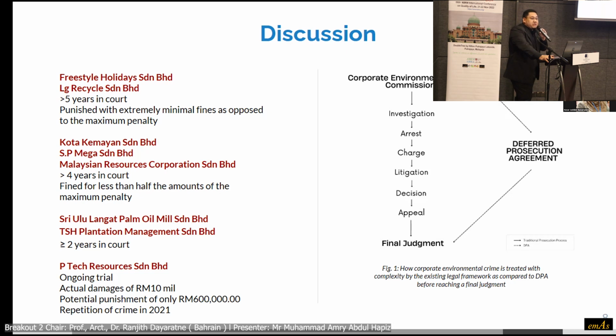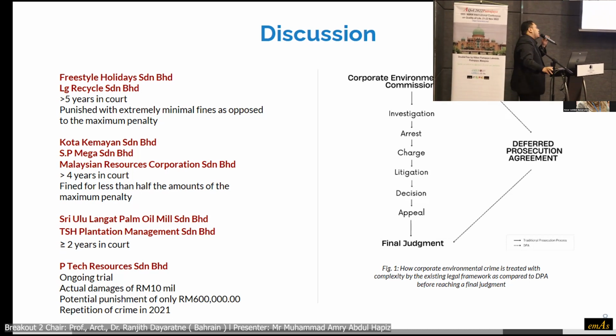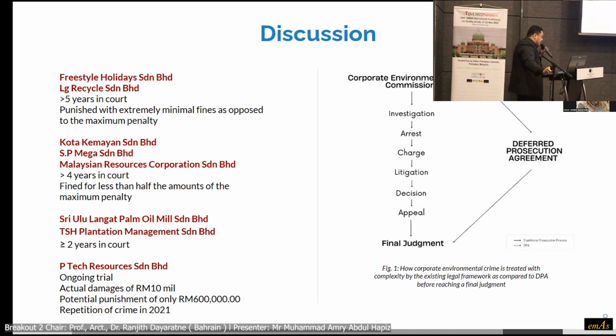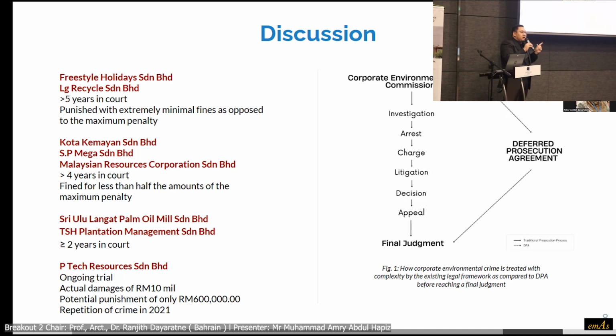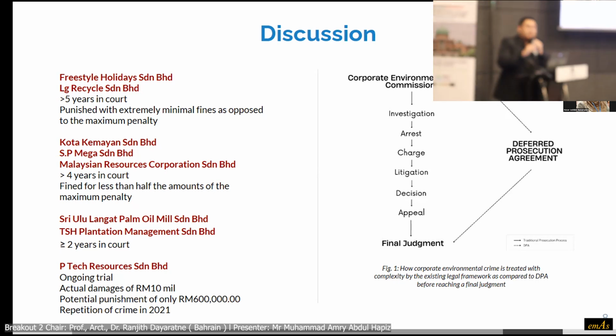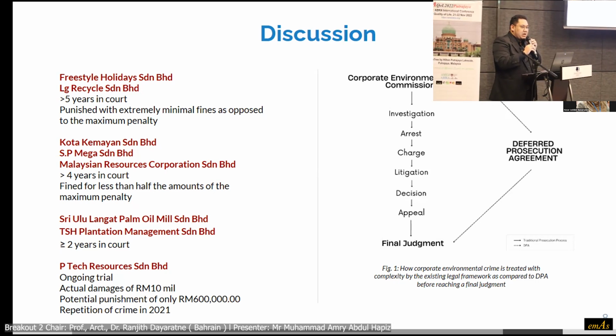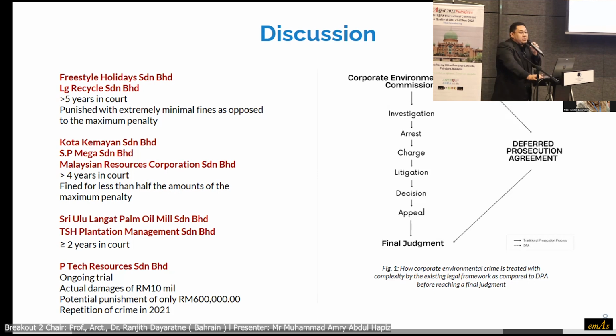The actual damages reported by the newspaper is 10 million ringgit, according to the ministry as well. And the potential combined punishment in the Act can only reach 600,000 ringgit. So you can see here, from 10 million ringgit of actual damages inflicted by the corporation, they would only potentially have to pay 600,000 ringgit. So that begs the question, right? What happens to the remaining 9.4 million ringgit? How do we recover this? It also contributes to repetition of crime, as the river was polluted again in 2021.